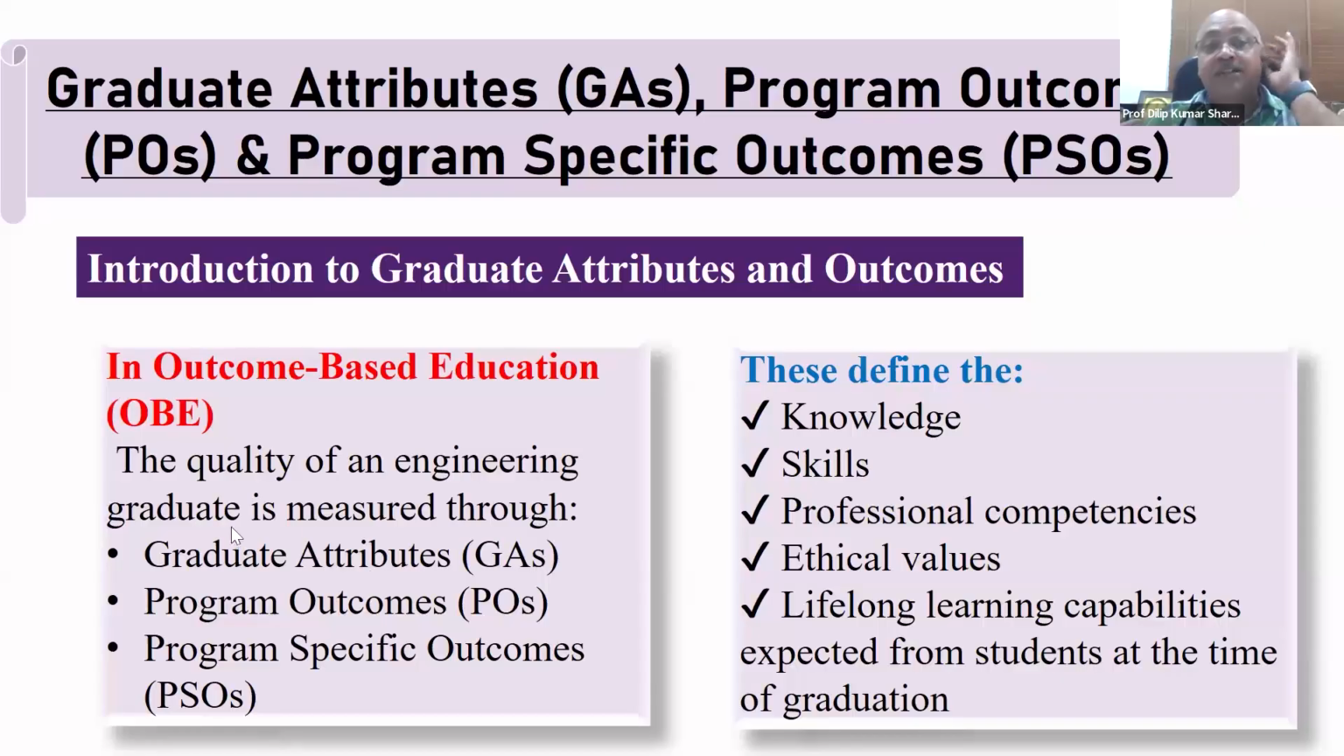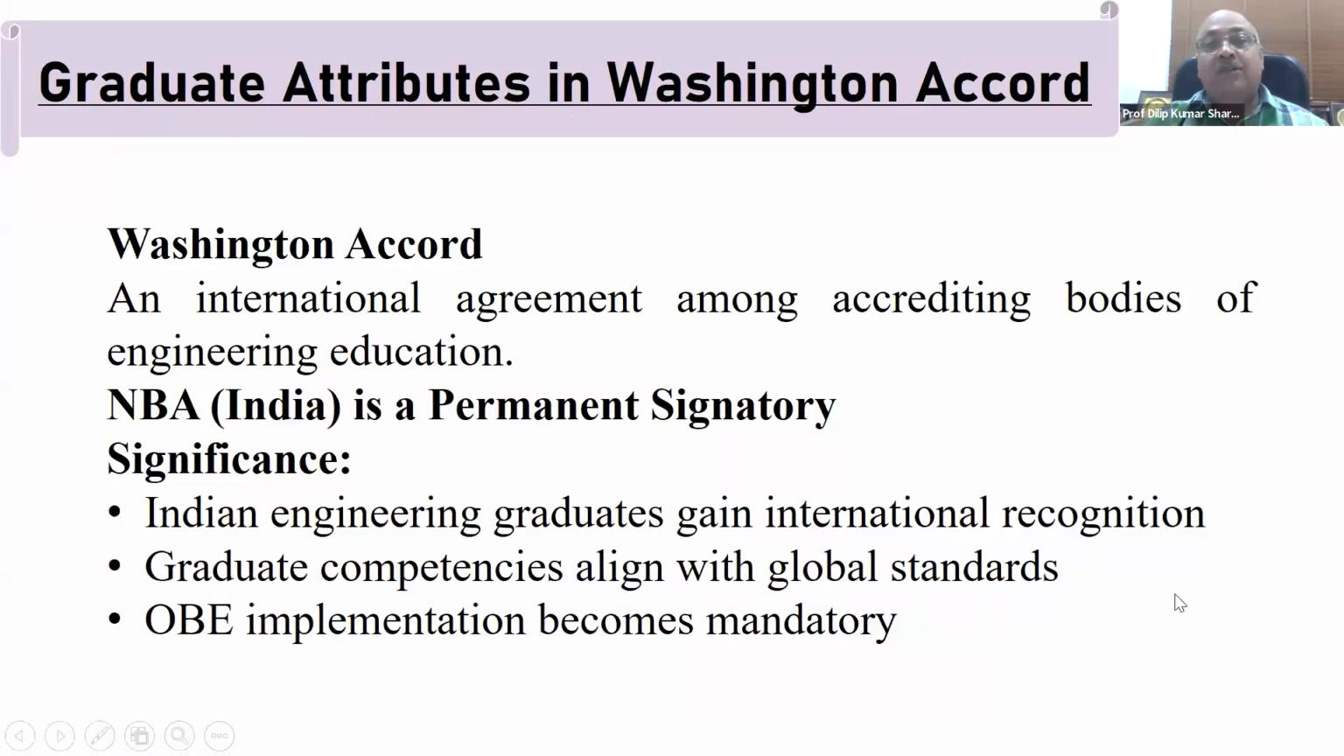The quality of an engineering graduate is measured through graduate attributes. Then they are mapped with the program outcomes, then mapped with the program specific outcomes. And these graduate attributes define knowledge, skills, professional competency, ethical values, and lifelong learning capabilities. So many things they are going to define. I will tell you. These graduate attributes are defined by the NBA, according to the Washington Accord.